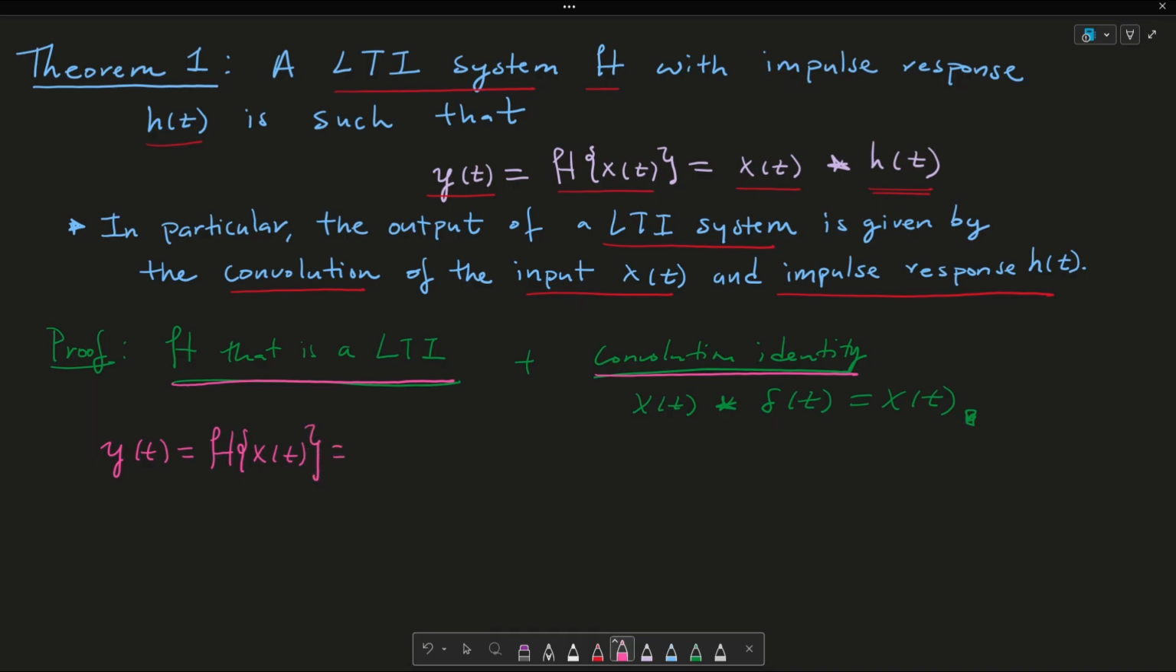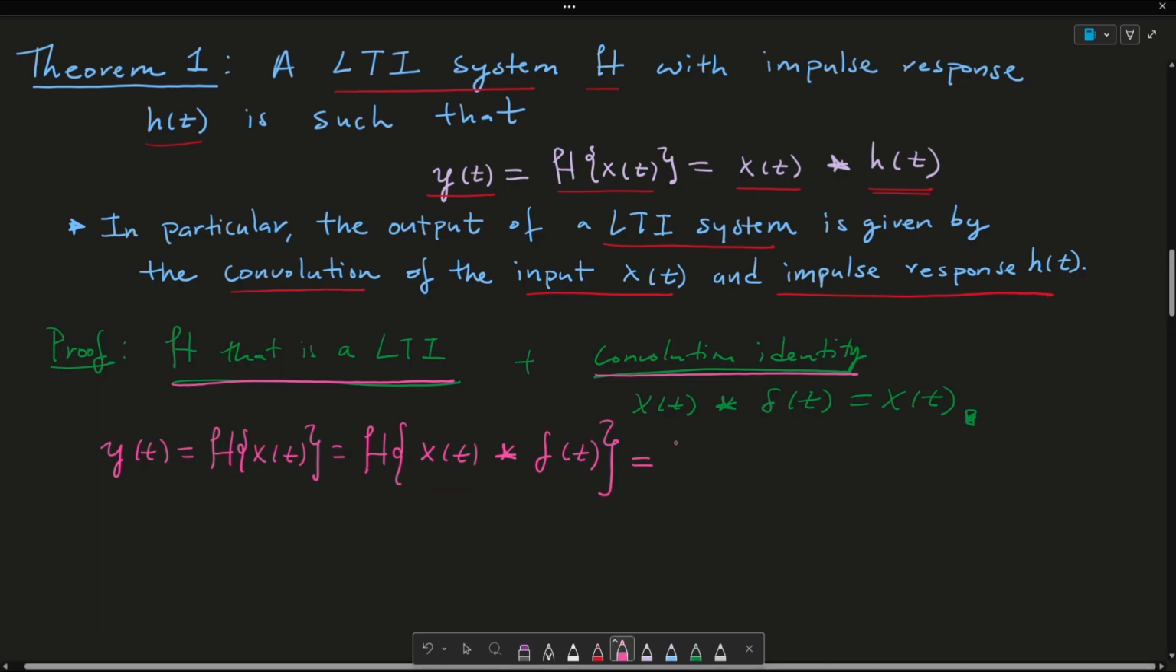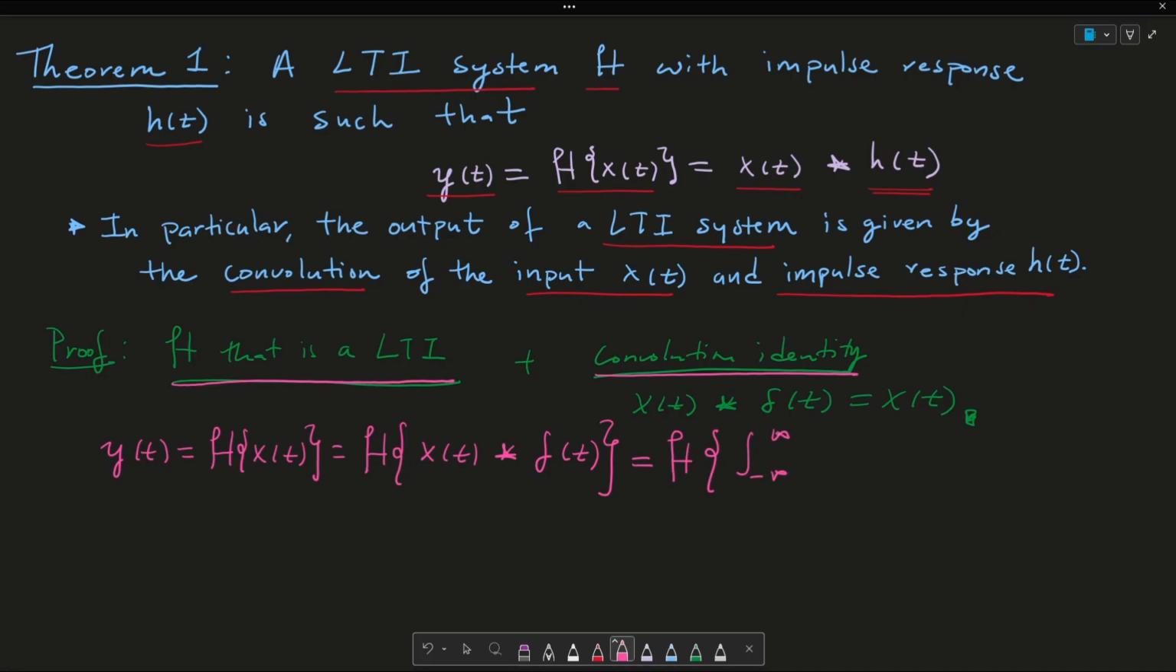Let me go ahead and use the convolution identity and say that we have a system, and we can say that my system can be the left-hand side of the convolution identity. So it's x of t convolved with delta t, or the Dirac delta function. And so in order to compute this here, we say that this is equated to my system H times the integral from negative infinity to infinity x of tau times delta t minus tau d tau.